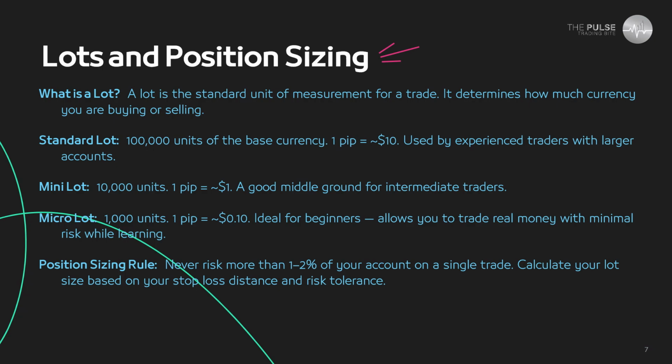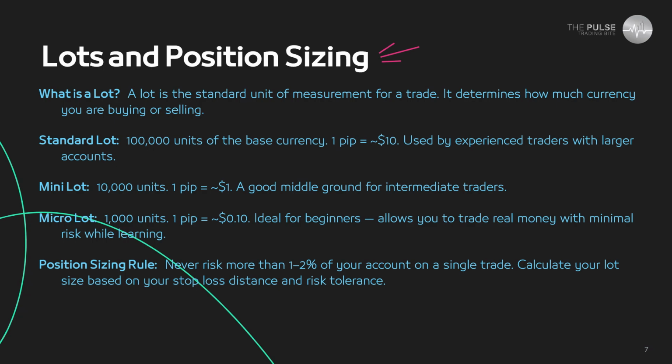After the pip, lot and position sizing. So now the question is, what is a lot? A lot is the standard unit of measurement for a trade. It determines how much currency you are buying or selling. Standard lot, 100,000 units of the base currency. 1 pip is equal to $10, used by experienced traders with larger accounts. Mini lot, 10,000 units. 1 pip is equal to $1, a good middle ground for intermediate traders.